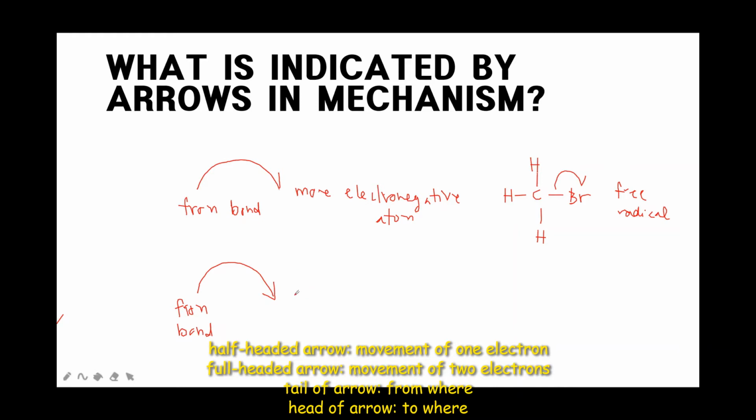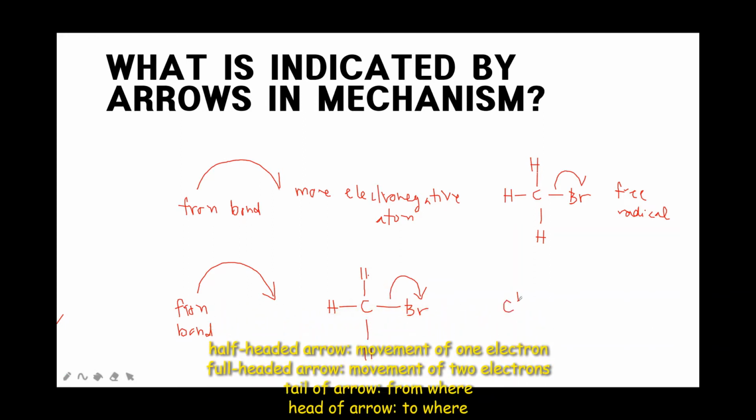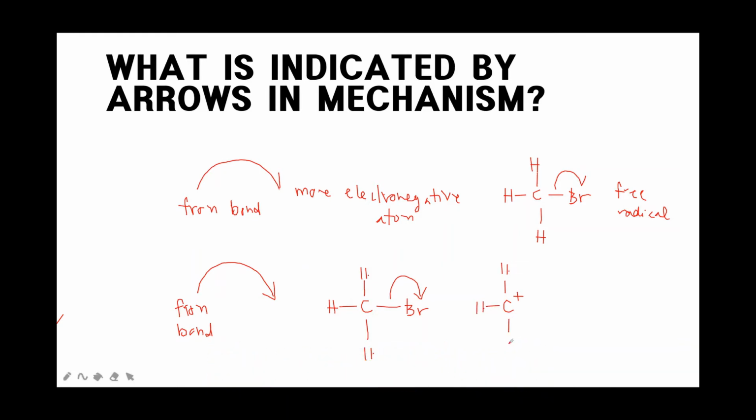So I will show you another example for a full-headed arrow. The electron comes from the C-Br bond and the two electrons will move to the Br atom. In this case, this will break the C-Br single bond. It will form a carbocation and Br-.